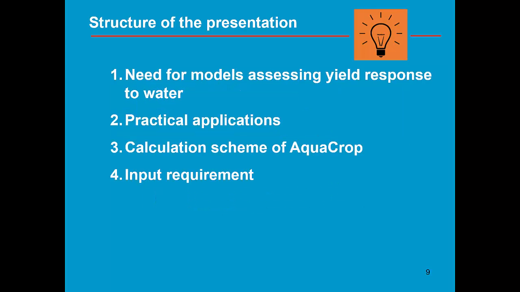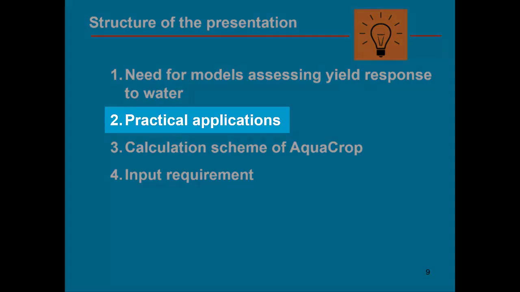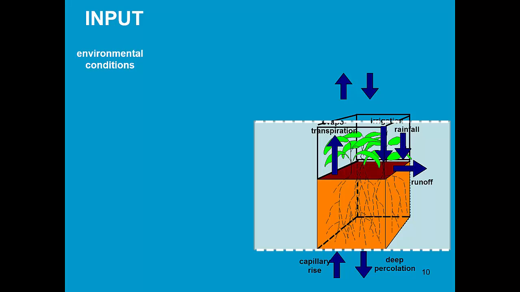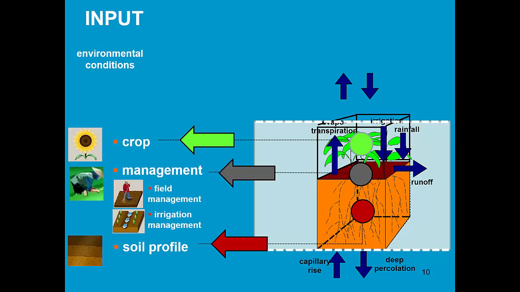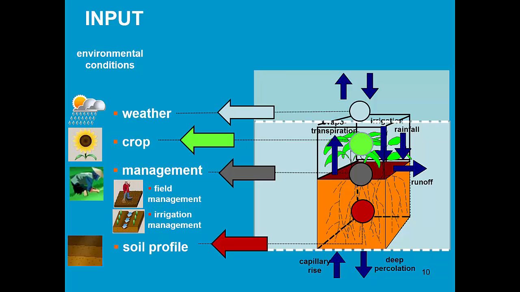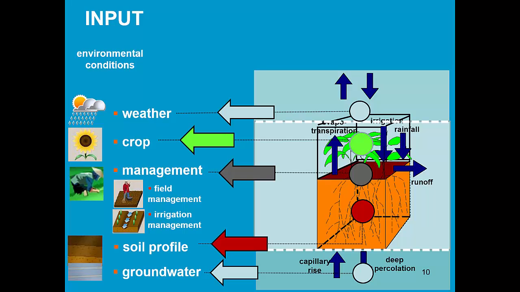In this part of the training model, we are going to present a few practical applications. When running AquaCrop, you need to describe the environment in which the crop is cultivated. So we characterize the crop and the soil, and subsequently also the management, since it affects the crop-soil interaction. We need to specify the conditions at the upper boundary, the weather conditions, and at the lower boundary, the depth of the groundwater table.